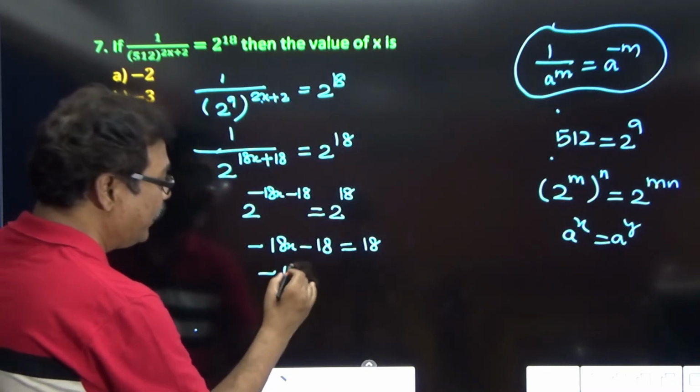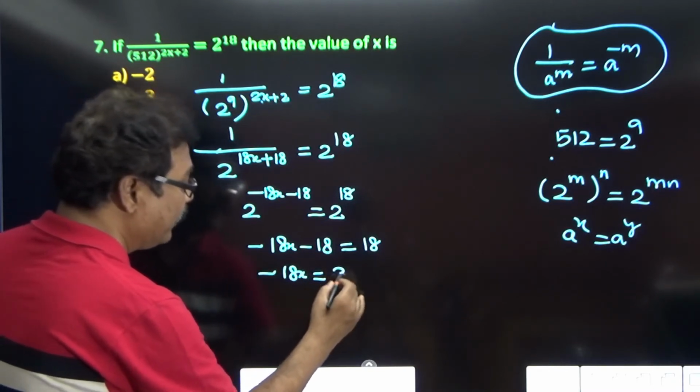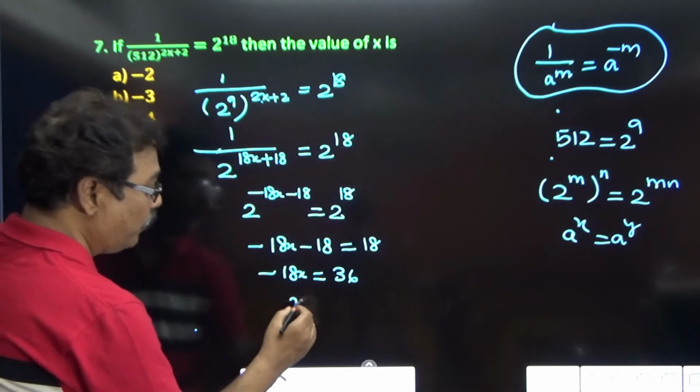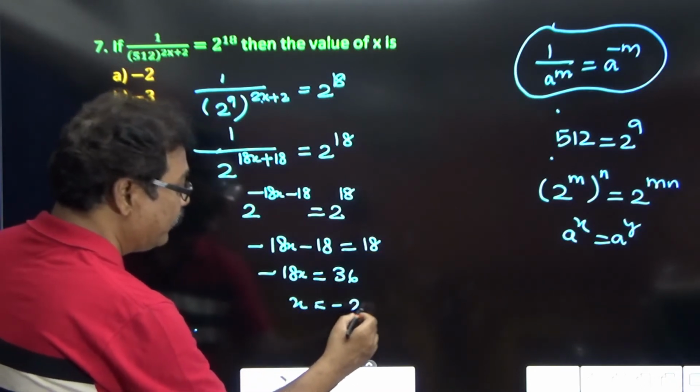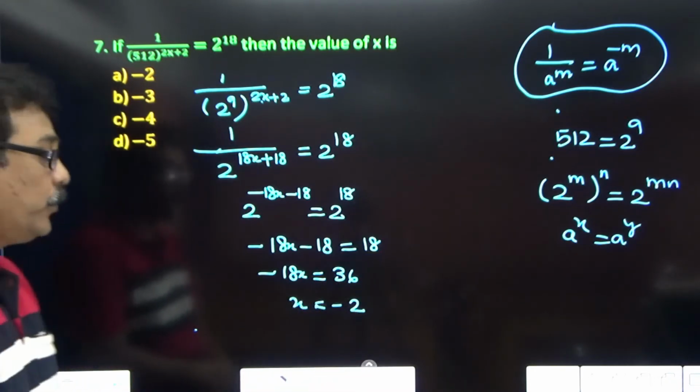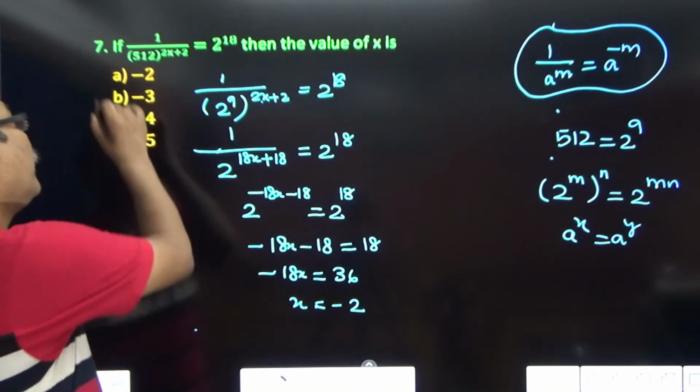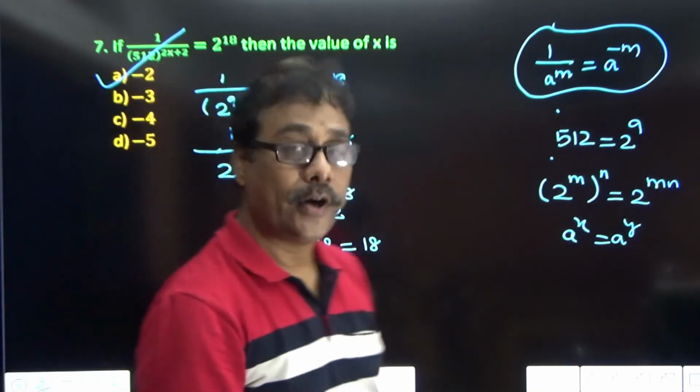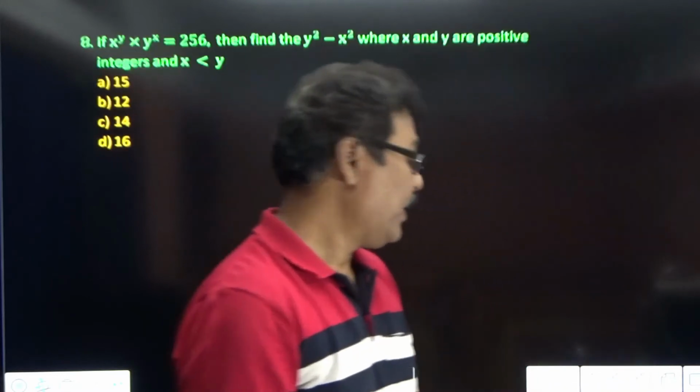So your minus 18x is going to be 36, and your x is going to be 36 by minus 18, that is minus 2. So minus 2 is going to be my answer. So the answer is minus 2. Got it, all of you? Okay, let's go to the next one.